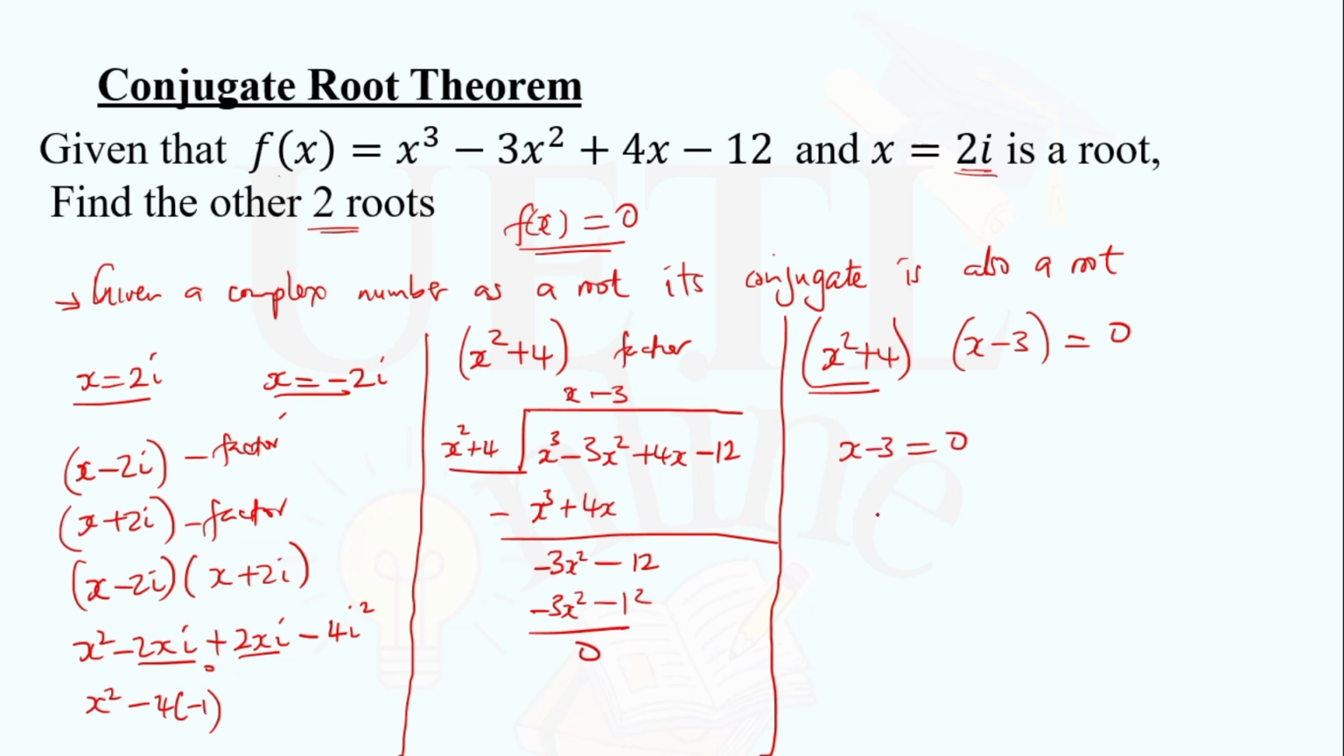Okay, so now we can see that we have our three roots. The first root is x is equals to 2i, x is equals to minus 2i, and x is equals to 3. Okay, so these are our solutions. The conjugate root theorem just says that if a complex number is a root of an equation, its conjugate should be a root again.